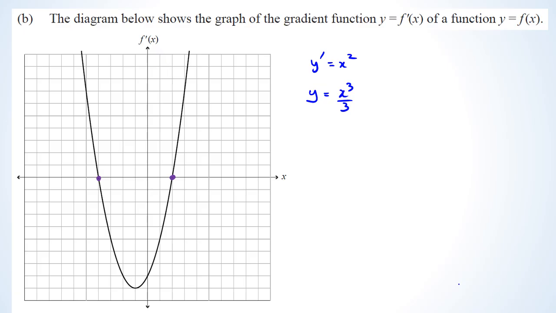Now, because it's a positive parabola and we're working with a positive cubic, the first one is going to be a maximum turning point and the second one is going to be a minimum turning point. And this maximum turning point, really, guys, it could be anywhere. It could be here, it could be there, and the minimum one could be here, for all that matters. And that's all the information that I have.